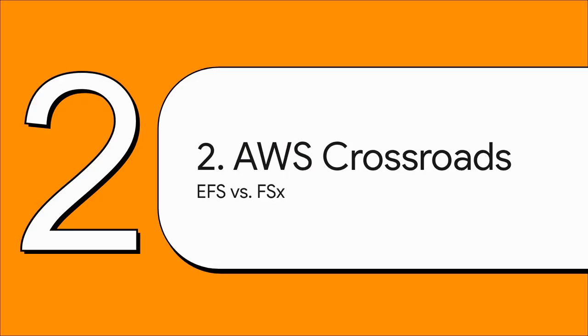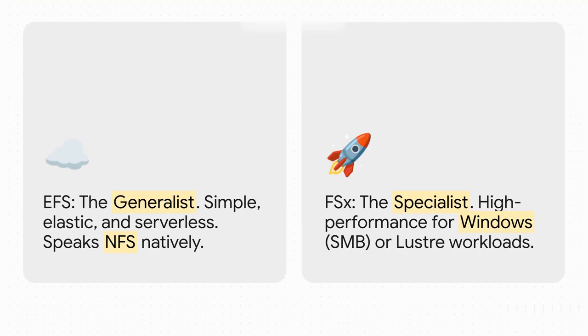Okay, so you've lifted your app, you've landed in AWS, and you immediately hit a fork in the road. On one side, you see a sign for AWS EFS. On the other, AWS FSx. Both of them are promising to solve your file storage problem, but, and this is key, they are built for very different journeys. Probably the easiest way to think about these two is to give them personalities.